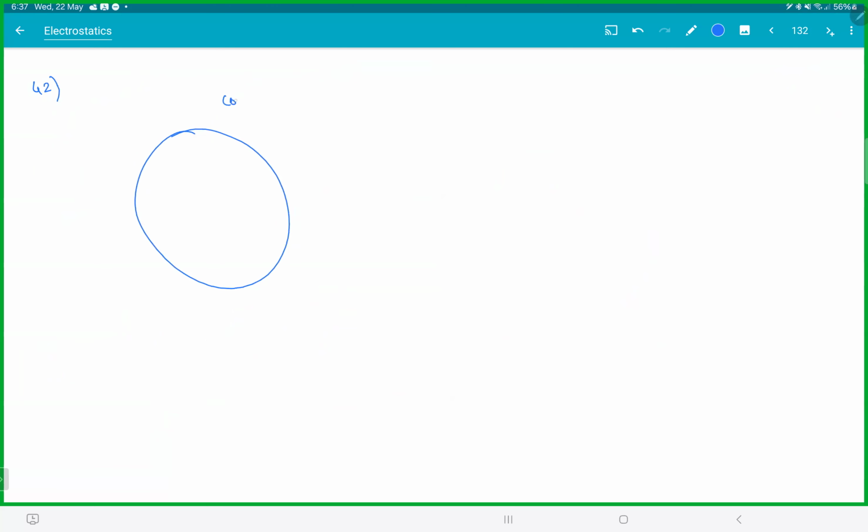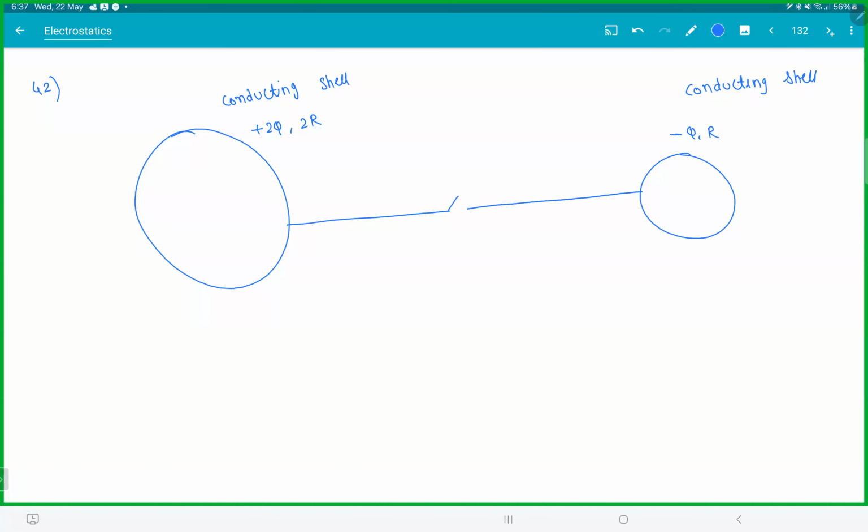We have a conducting shell plus 2q, 2r. We have another shell minus q, r, conducting shell. Both are connected by a wire. This is the switch. This is the symbol for switch.